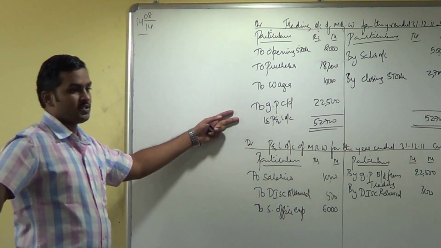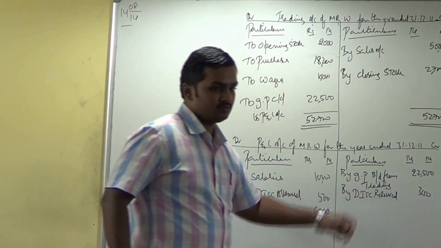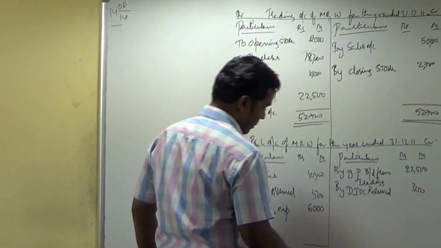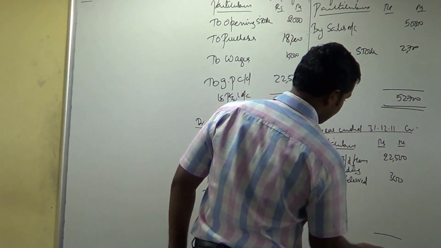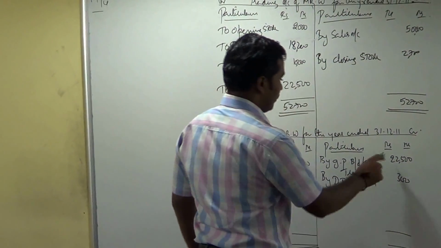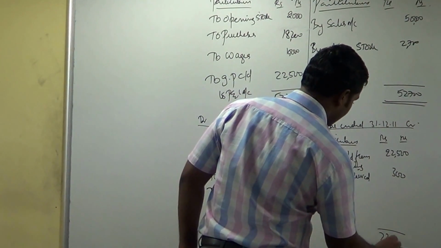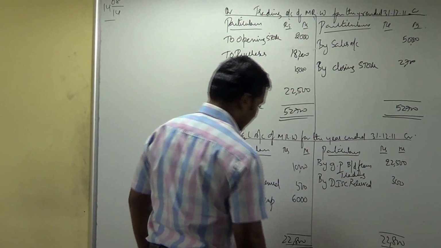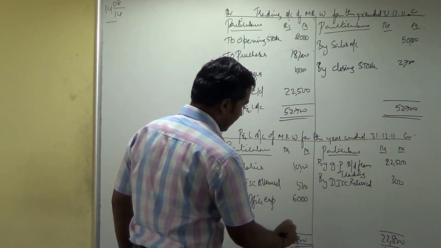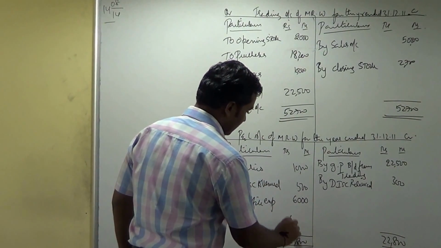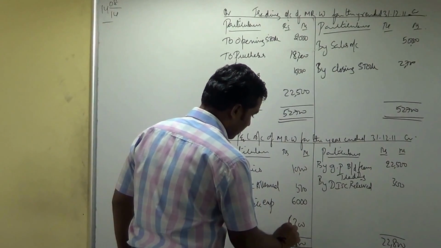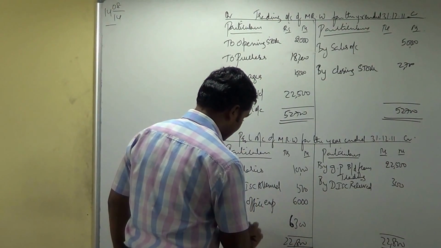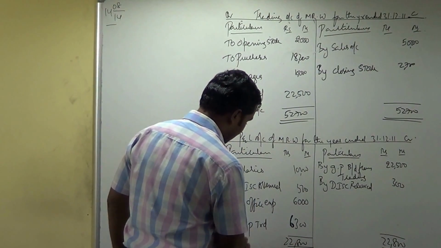So gross profit is brought down. $22,500 plus 300. How much is it? 22,800. 22,800 minus 16,500. How much is it? 6,300. We call it the net profit, transferred to capital account.